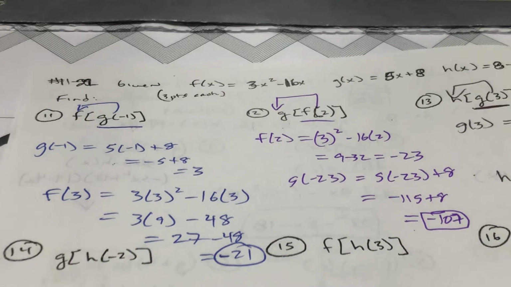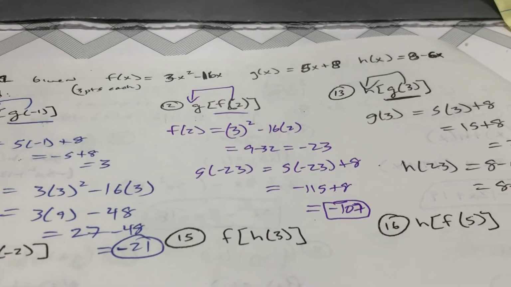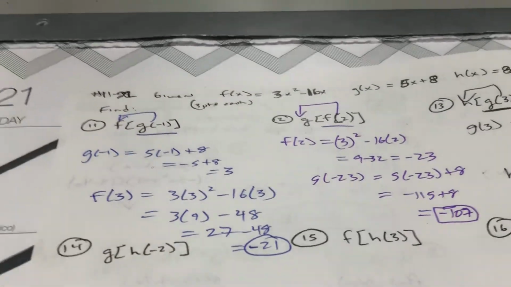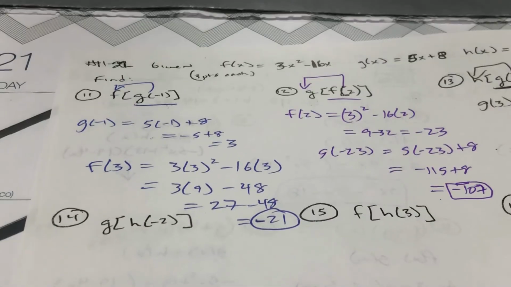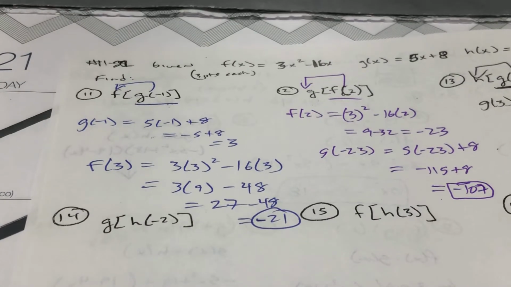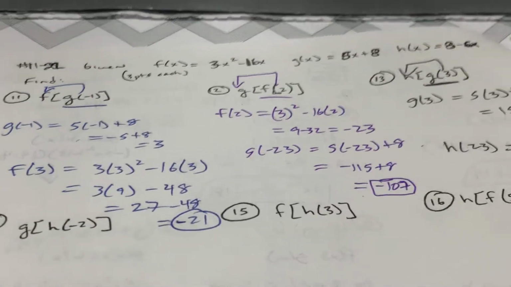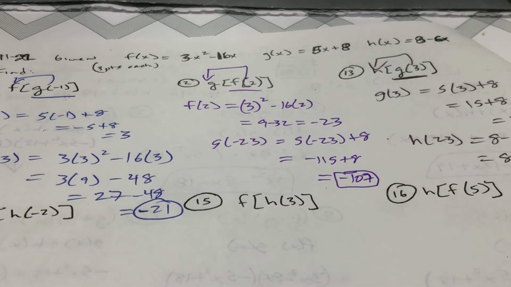Given f of x is that, g of x is that, and h of x is 8 minus 6x, find the following compositions. f of g of negative 1. Figure out what g of negative 1 is. It's 3. Plug 3 into the outer function, then find f of 3. All right, here's the answer to 12. f of 2, find that first. That's negative 23. Then do g of negative 23.